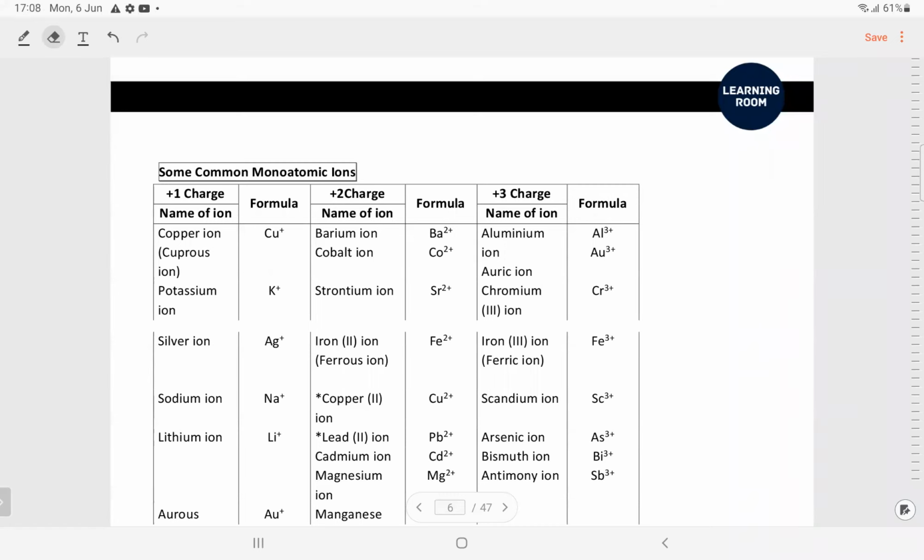Potassium is K. Okay, no issues, that's okay. Even at your age, I used to say potassium like that only. That's okay. Fine.